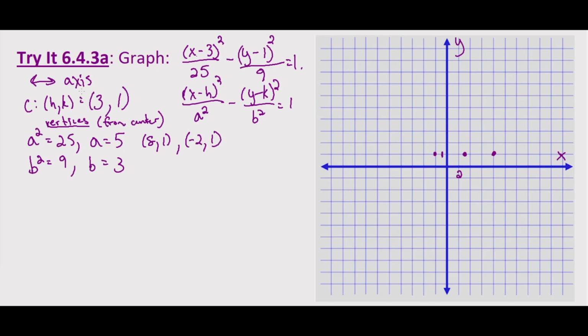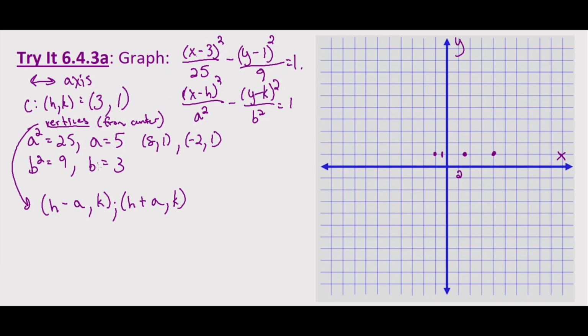And if you want to do that algebraically, our vertices for a squared are going to be (h minus a, k) and (h plus a, k). In this case, that's (3 minus 5, 1) and (3 plus 5, 1), which would be 8, 1 and negative 2, 1.